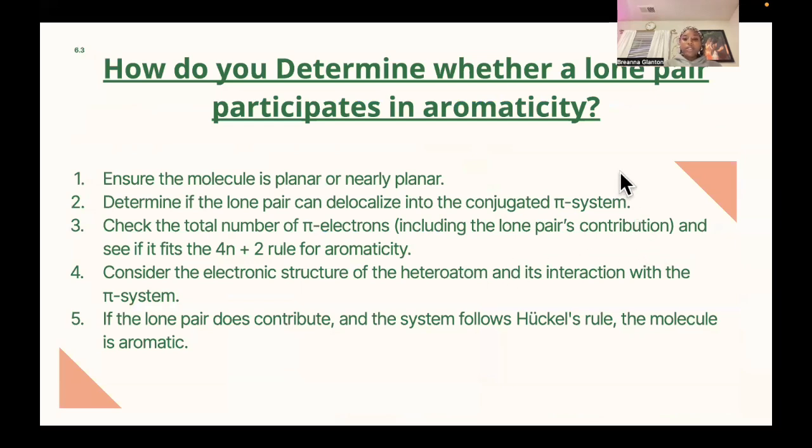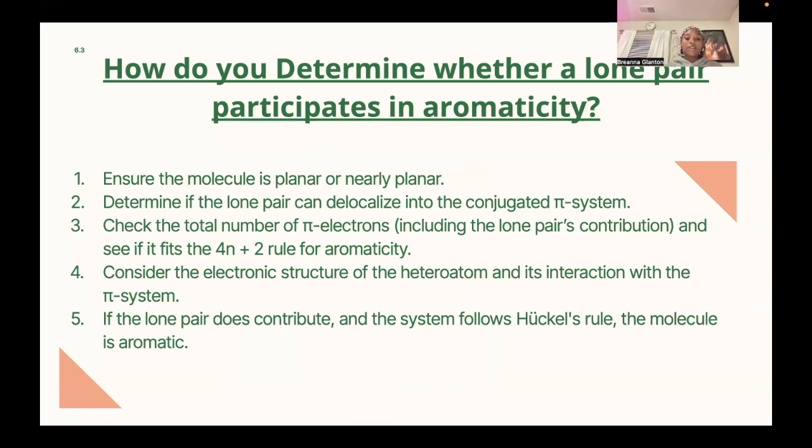So, how do you determine whether a lone pair participates in aromaticity? There are a few rules for this. You have to ensure that the molecule is planar or very, very close to planar. You have to determine if the lone pair can delocalize into the conjugated pi system. You have to check the total number of pi electrons, including the lone pair's contribution, and see if it fits the 4n plus 2 rule, which is Huckel's rule for aromaticity. You have to consider the electronic structure of the heteroatom and its interaction with the pi system. And if the lone pair does contribute and the system follows Huckel's rule, which is once again the 4n plus 2 rule, then the molecule is aromatic.